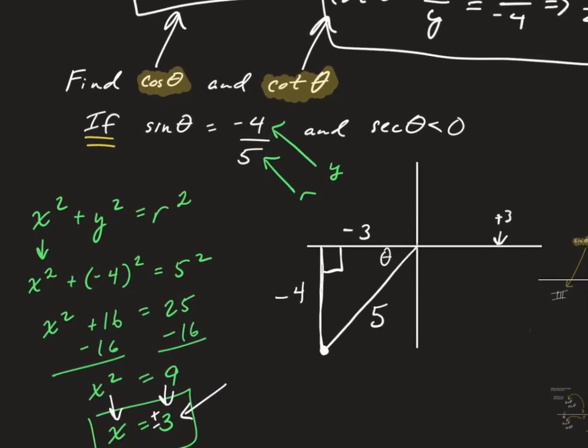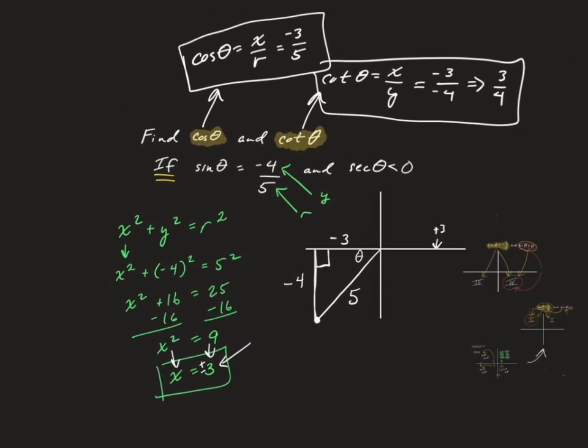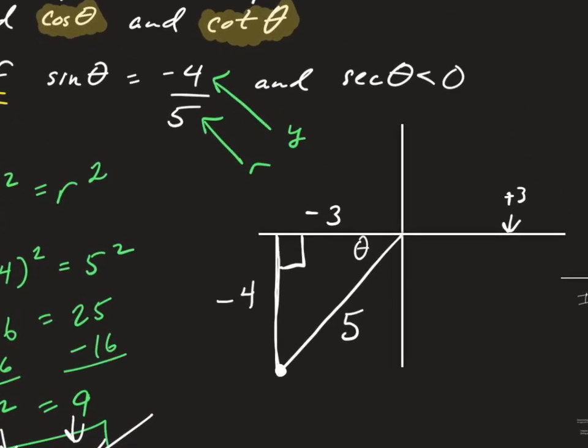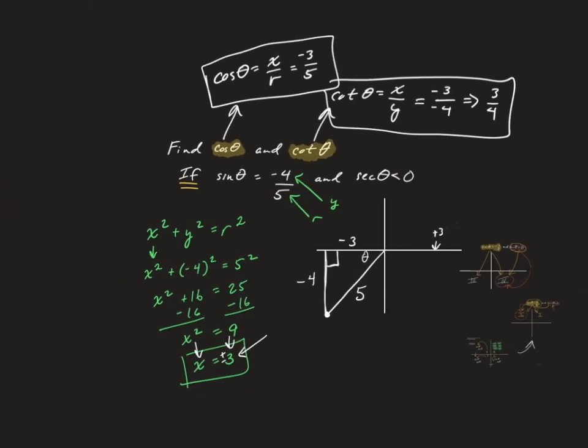Which brings us to a question more like this one. If you can determine what quadrant you are in, that helps you draw your diagram, and your diagram will help you keep all of your signs intact. And everything from here on out is just based off of your regular definitions.